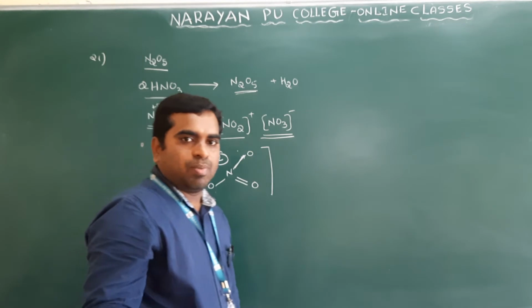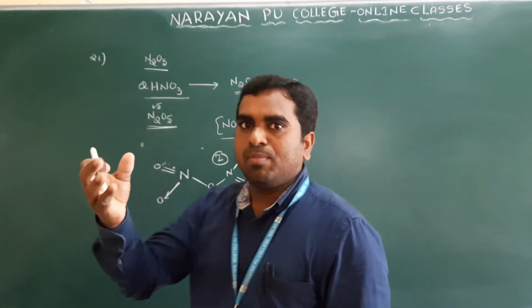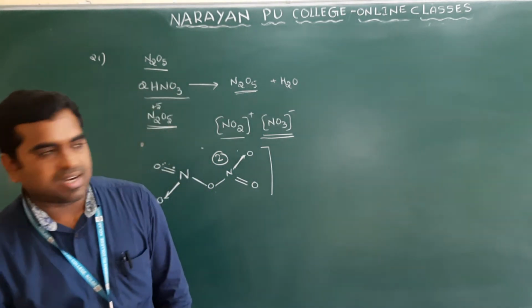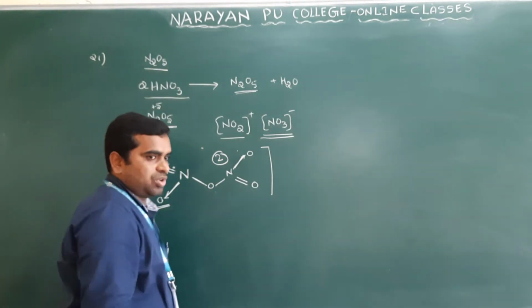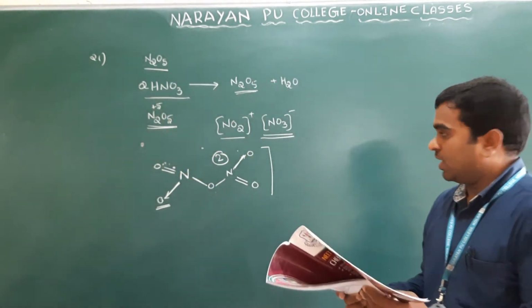When will a coordinate bond form? When one element donates a pair of electrons and another element accepts that pair of electrons. That is what we call a dative bond. So your option 4 is the correct one. It is false. Next one.